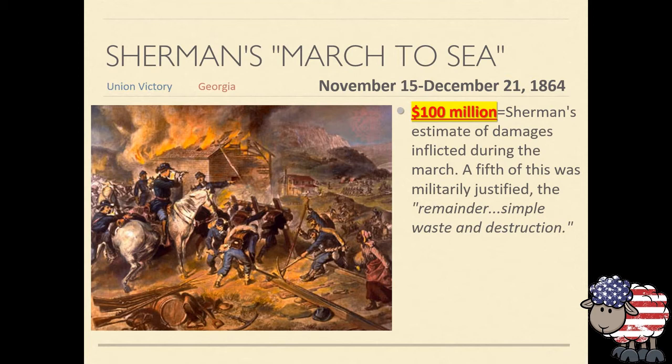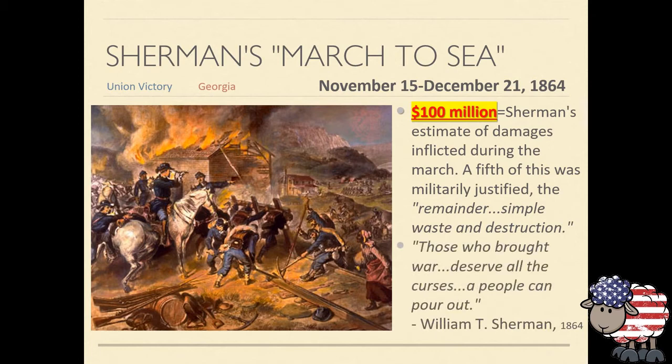And to justify what he did to help end the war, he said that those who brought this war deserve all the curses a people can pour out. Hence why he is viewed as a hero in the North and a villain in the South. Nonetheless, Sherman's march to sea does advance the Anaconda Plan. It essentially gives the North control of the South, with both New Orleans, Mobile Bay, and now the coastal port of Savannah under control.